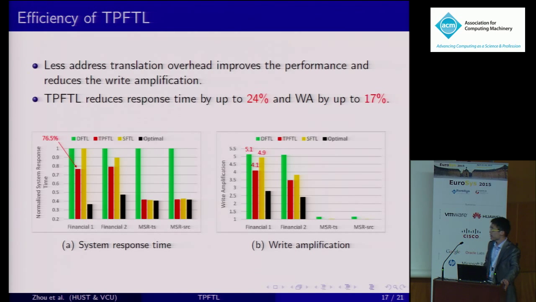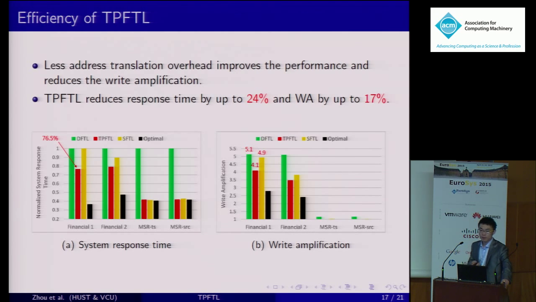Then we evaluate the system response times and write amplifications of the 4 FTLs. Here, these reductions are not as dramatic as the cache hit ratios and probabilities because the 4 FTLs share significant garbage collection overhead of data blocks. Let's see the figure. The gaps between the optimal FTL and the other FTLs show the significant address translation overhead, but we can see that TPFTL is still a step ahead of the other 2 FTLs.